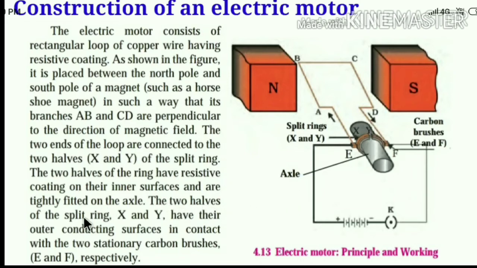This is the axle and these split rings are tightly fitted on this axle. Two halves of the split ring, X and Y, have their outer conducting surface in contact with two stationary carbon brushes, E and F. So these E and F are carbon brushes, and the outer surface of this split ring is in contact with these two carbon brushes, which are stationary. It means that the copper wire, split ring and axle are in moving condition, but the carbon brushes are stationary.